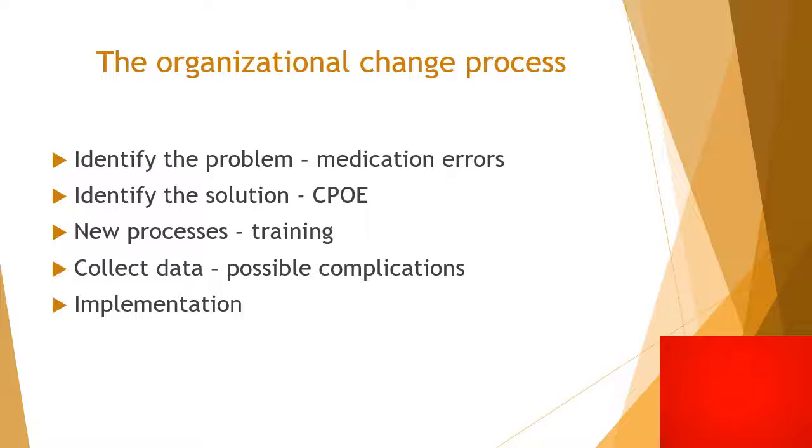Okay, so now we're going to talk a bit about organizational change process. So organizational change process, you first identify the problem, which we've identified here as being medication errors. Next, you want to identify a solution to that problem, which we have identified as being CPOE. Next, we will introduce the new processes for implementing CPOE, and of course provide training to staff on how to use the new CPOE processes. We're also going to collect data during this new process and this change to identify possible complications with the new process. And then finally, we will implement the new process at the hospital.